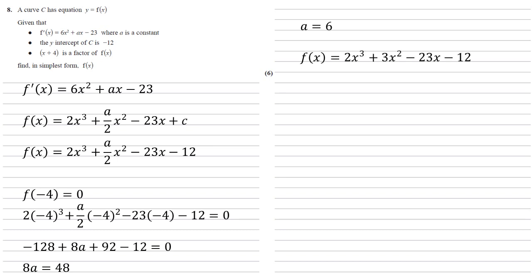So putting this back in, we get that f of x equals 2x cubed plus 3x squared minus 23x minus 12. Note that at this point, if you had factorised f of x and given it in factorised form with brackets, you would still get all the marks. But this fully expanded form is perfectly good and will get you all 6 marks.